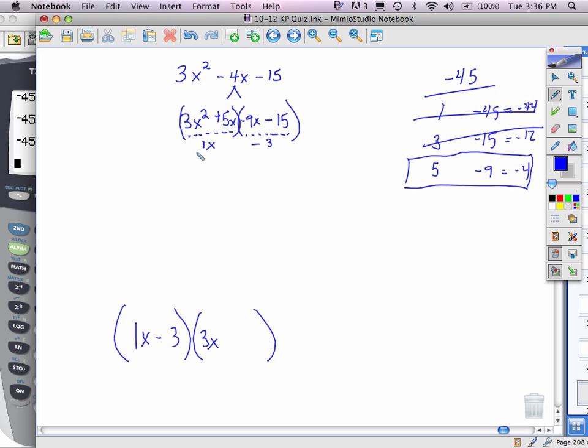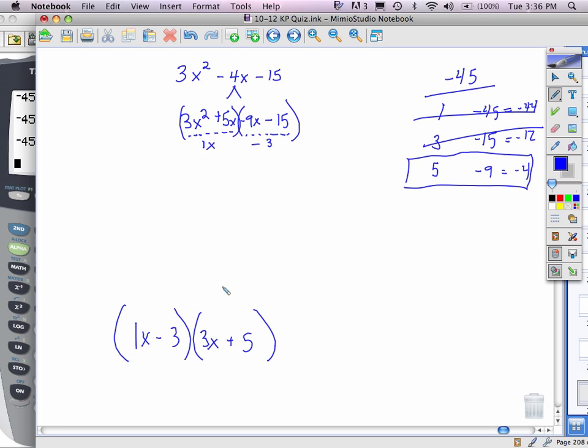And I'm going to figure out what my other factor is by 3 divided by 1 is 3. X squared divided by x is x. 5 divided by 1 is positive 5. And x divided by x it cancels out, so it won't be a factor. Just to double check, negative 9 divided by negative 3 is positive 3. That's good. And negative 15 divided by negative 3 is positive 5.